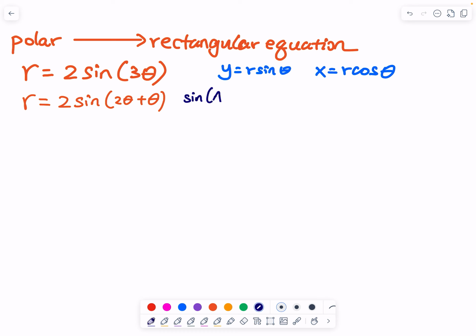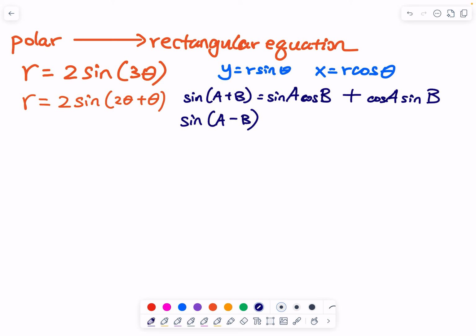So for sine, one angle plus another angle equals sine of the first angle, cosine second angle, plus cosine first angle, sine second angle. And then for sine of A minus B, you keep the same thing. So this one remains the same, but you change that to a minus. And then this one remains the same. There are 2 formulas for cosine and then 2 formulas for tangent. You may need to use the cosine.